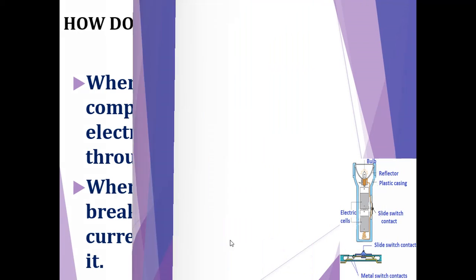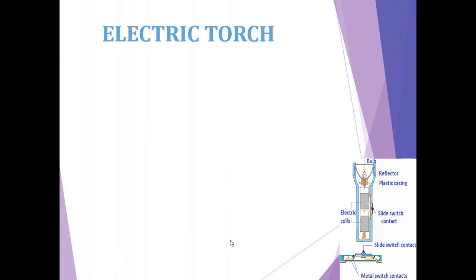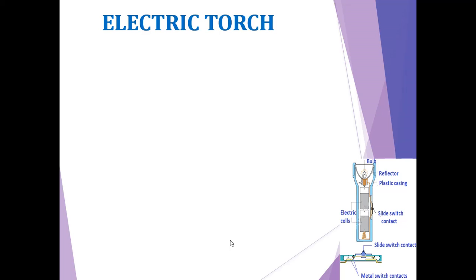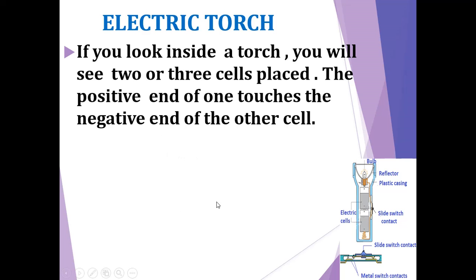Now let's see about the structure of an electric torch. If you look inside a torch, you will see 2 or 3 cells placed. Have you ever seen an electric torch? If you open it and look inside, you can see 2 or 3 cells placed. The positive end of one touches the negative end of the other cell.